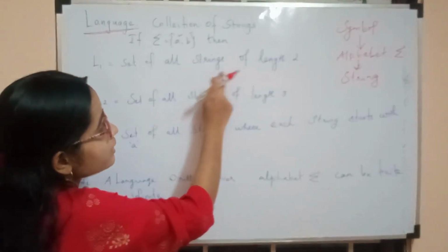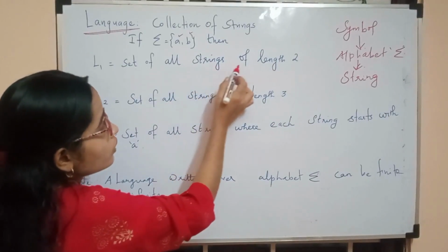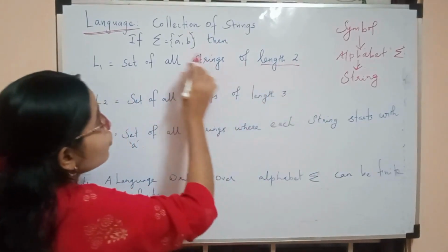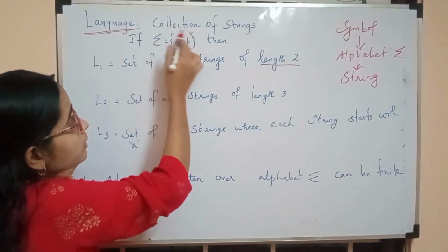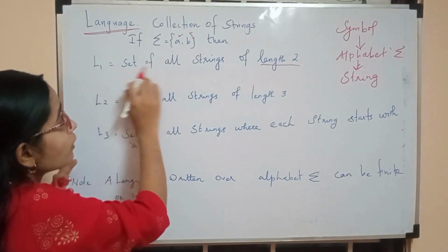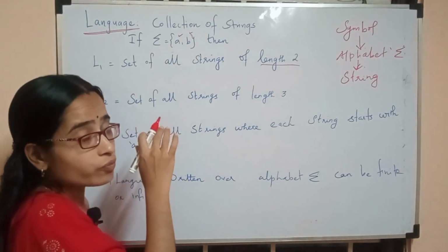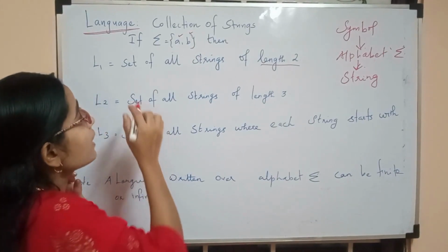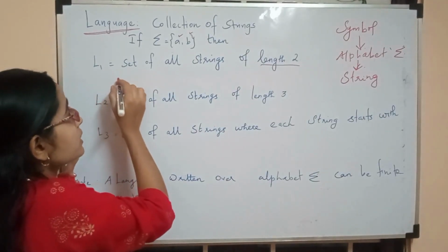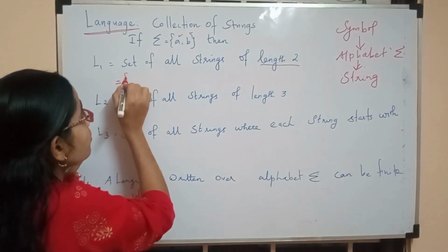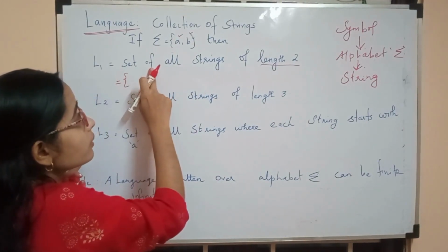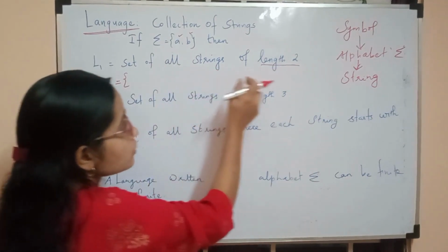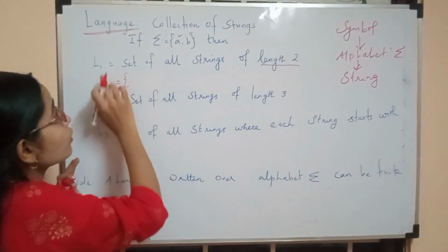L1 is the set of all strings of length 2. So you have to consider this input alphabet and form the language. Using that input alphabet, we are going to form the language L1, the set L1. So what are the members of L1? They are telling that it is the set of all strings of length 2. That is L1.